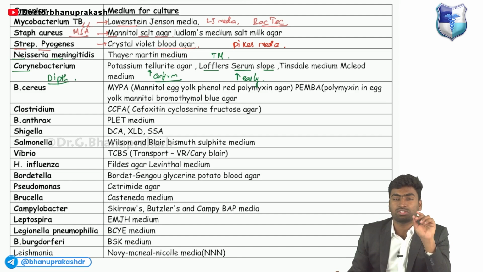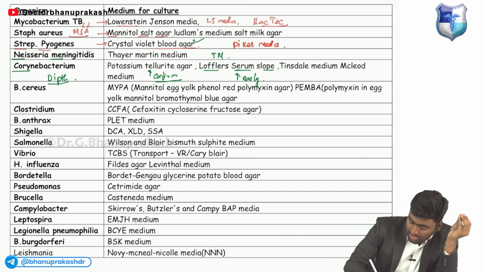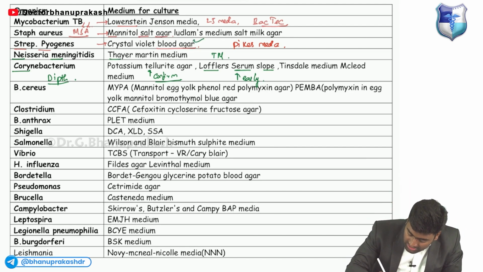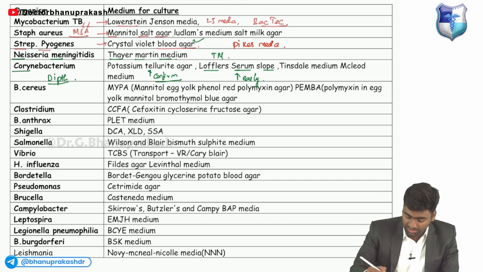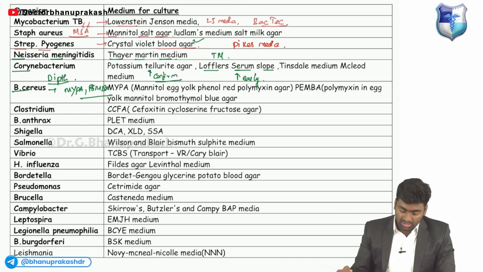Staph aureus, SA, so MSA, mannitol salt agar. Streptococcus pyogenes breaks the blood, so it is blood agar, the crystal violet blood agar. Neisseria meningitidis is Thayer-Martin medium. And for Bacillus cereus, you just remember two mnemonic media, which are used for Bacillus cereus.